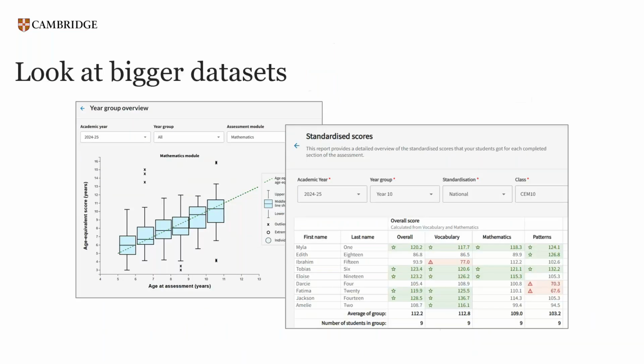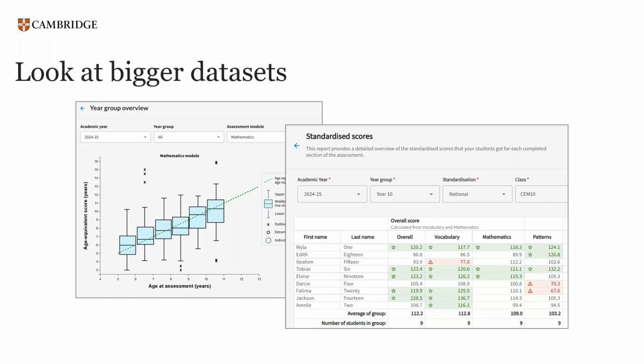And then, of course, by starting small, you've practiced your data skills and you'll feel more confident with interpreting and using the assessment data that you have in your school. But of course, we don't only teach one student. We teach groups of students.